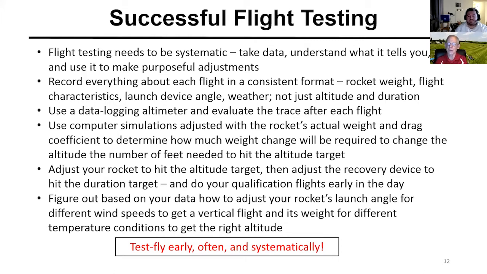If you're recording everything that matters about each flight, not everything matters, but rocket weight does. Flight characteristics, launch device angle, weather, specifically being wind speed and air temperature. If you write all those things down and understand what they mean, and then write down the altitude and duration that you got, then you can figure out how to make the right adjustments in ways that I've explained so that you get the altitude and duration that you want.